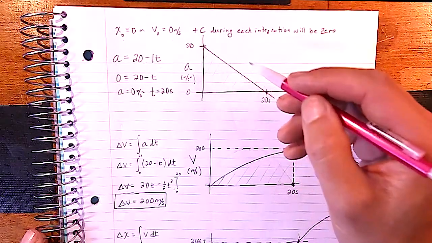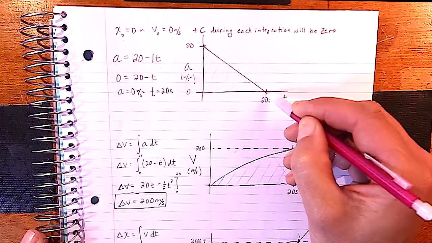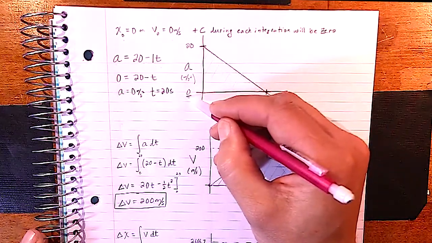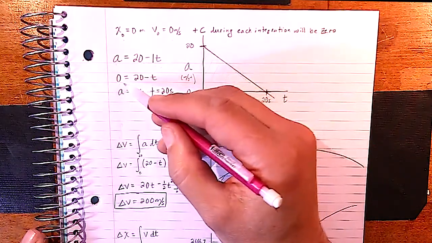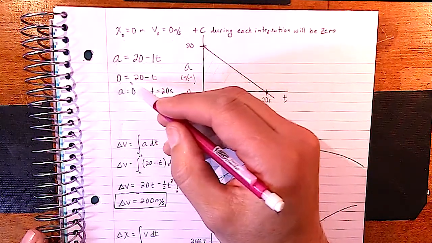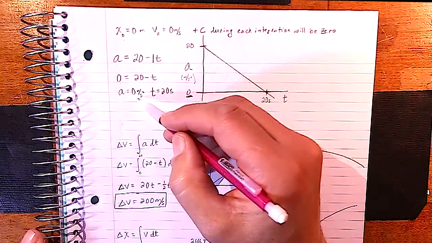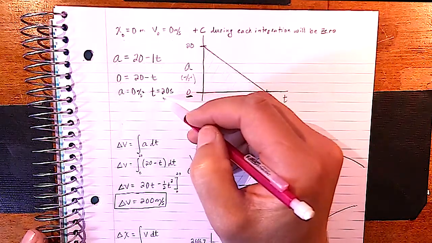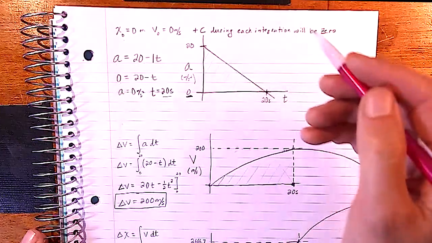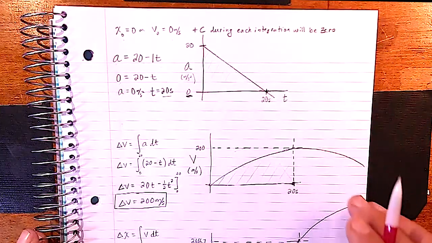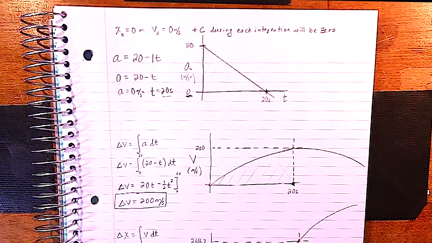So eventually it's going to stop speeding up. And when is that going to happen? It's going to stop speeding up when the acceleration is 0. Well, let's throw in a 0 acceleration and solve for time. At 0 meters per second squared, it's going to be at 20 seconds.